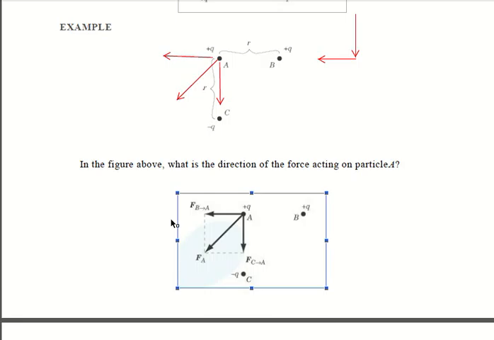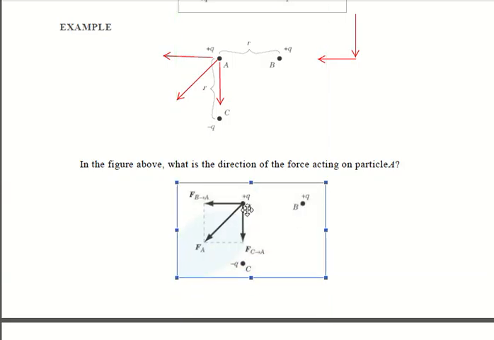Since Adobe is so terrible with arrows, here's a little bit better picture. We can see charge A right here. The force from B onto A pushes off to the left. The force from C to A, remember it's attractive, so A is going to get pulled towards it. When we put them together, you can see these dotted lines here.